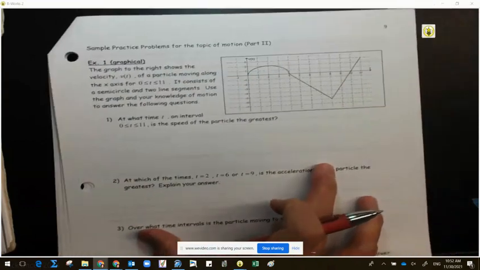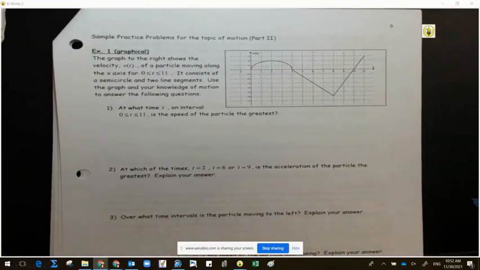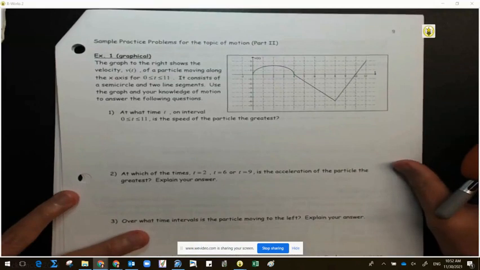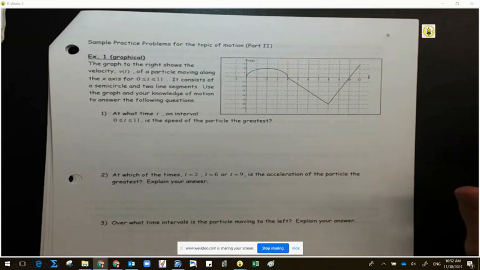Cody, go ahead and read the instruction on example number 1. The graph to the right shows the velocity dt of a particle along the x-axis for t greater than or equal to 0 and consists of a semicircle and 2 line segments. Use the graph and your knowledge of motion to answer the following questions.